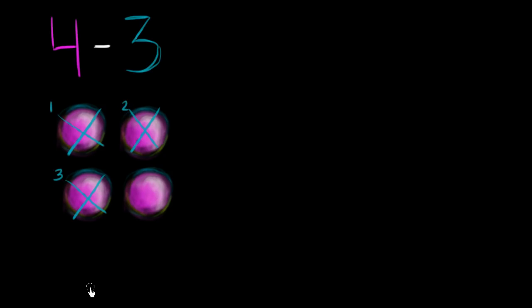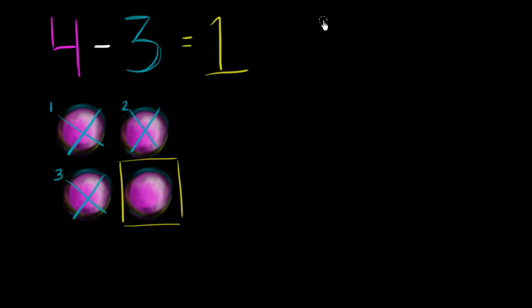So how many do I have left over? Well, if I start with 4 and I take away 3, I subtract 3, 4 minus 3, I am left with 1 object right over here. So 4 minus 3 is equal to 1. Fascinating. Let's do another one of these.